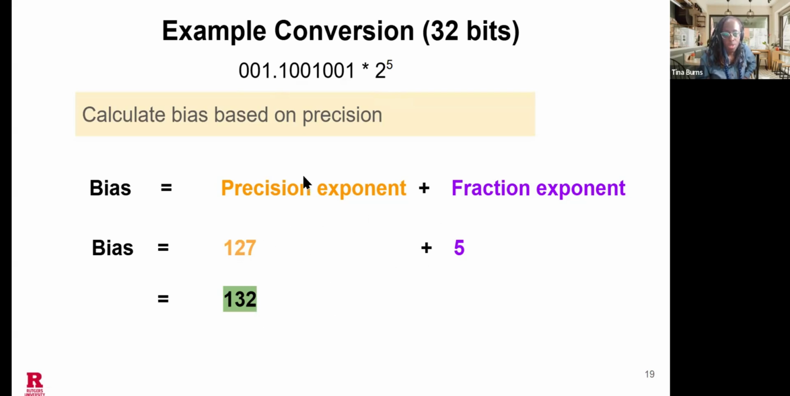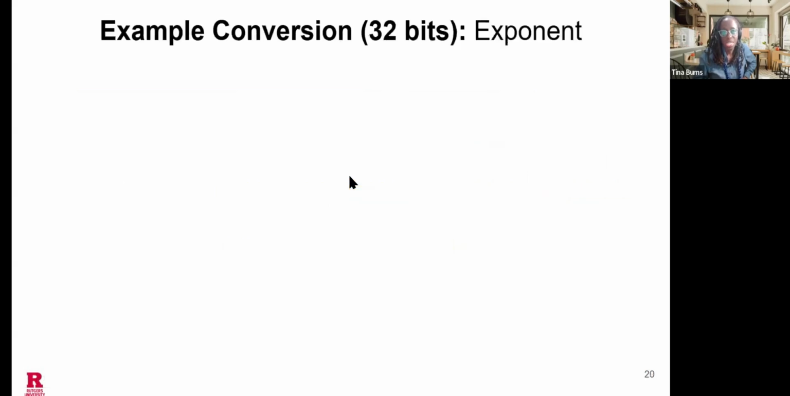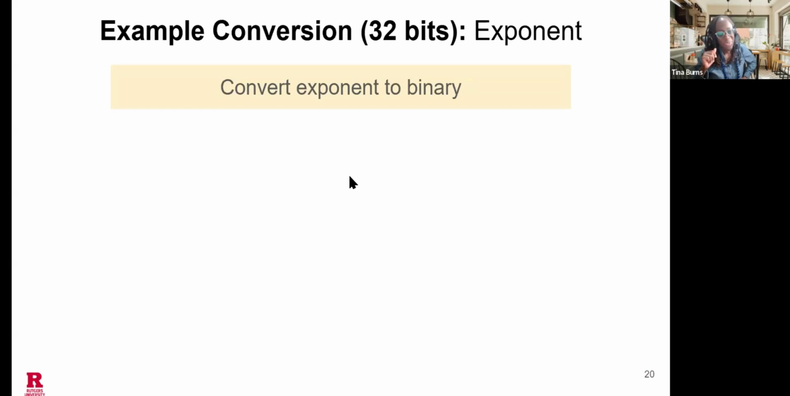So now I have 5. Again, this is our precision, and this is our fractional exponent. What am I using for that fractional exponent in order to get my bias? Add these two together, I get 132. The next thing I have to do is take this 132 and convert it back to binary. I know this is a little bit of a convoluted way to do the calculations, but it works, and the standard has been working for a while for these representations of numbers.